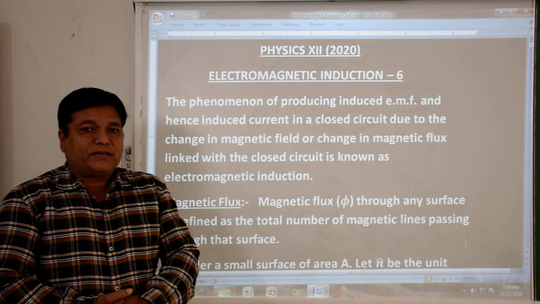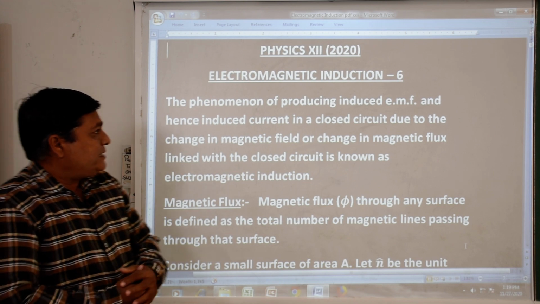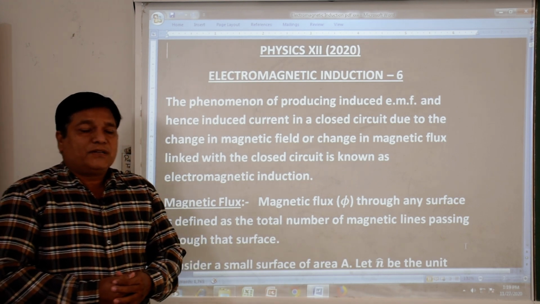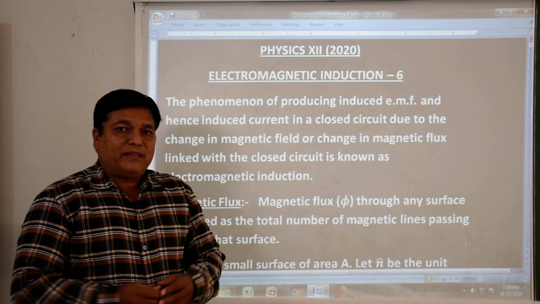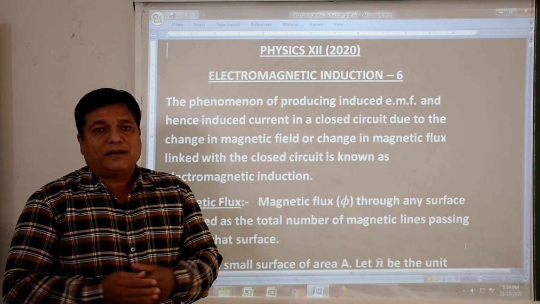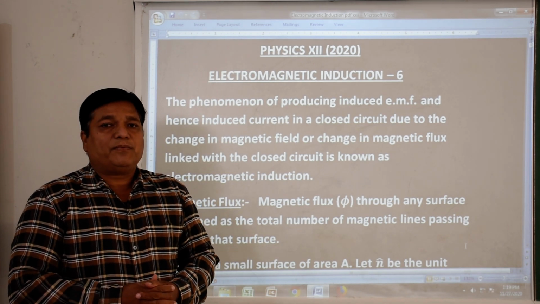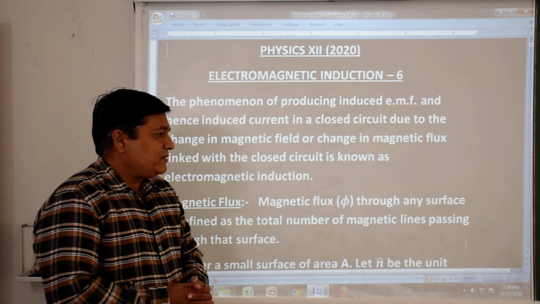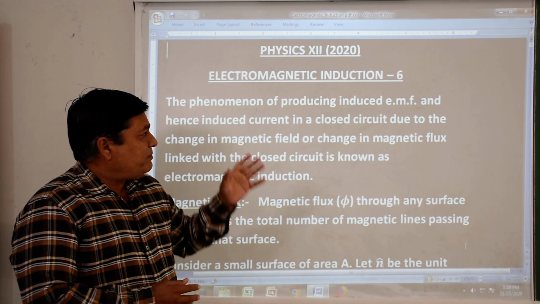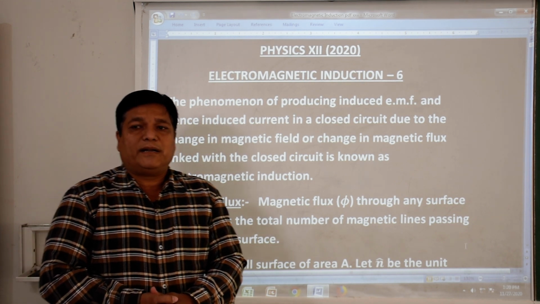Today we are going to start chapter number 6, electromagnetic induction. What do we understand by electromagnetic induction? Suppose that if the magnetic field lines or magnetic flux linked with any conductor or coil changes, then an induced EMF or current will be produced in the conductor or coil, in a circuit or coil. Then this particular phenomenon or process is known as electromagnetic induction.